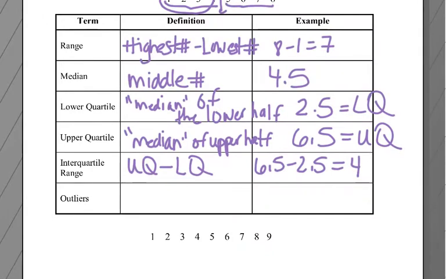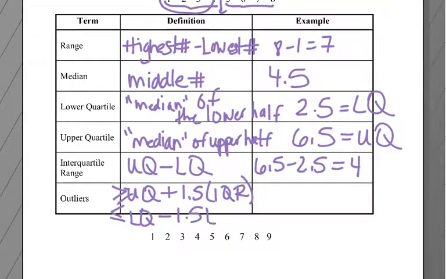Outliers are a little bit tricky, and there's a formula for it. The outliers are either too big or too small for the data set. So the formula is you take the upper quartile plus 1.5 times the IQR. And if anything is greater than or equal to that number, it would be considered an outlier. Oops, I did that wrong. Greater than or equal to. And if it's less than or equal to the lower quartile minus 1.5 IQR, then it's also considered an outlier.